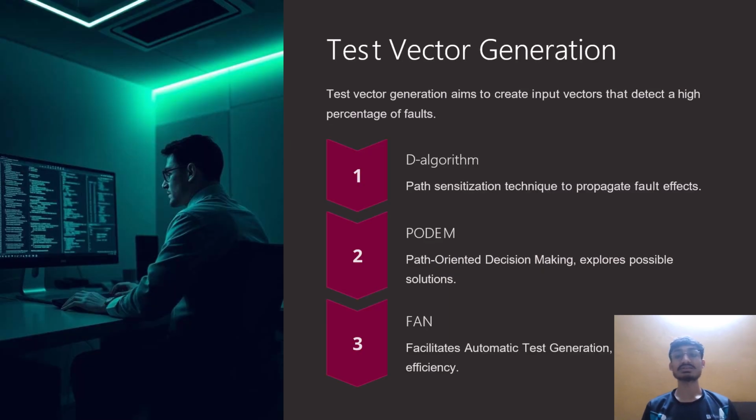Test vector generation. Test vector generation aims to create input vectors that detect a high percentage of faults. For example, the D algorithm uses a path sensitization technique to propagate fault effects. PODEM, path oriented decision making, explores possible solutions. FAN facilitates automatic test generation efficiency.